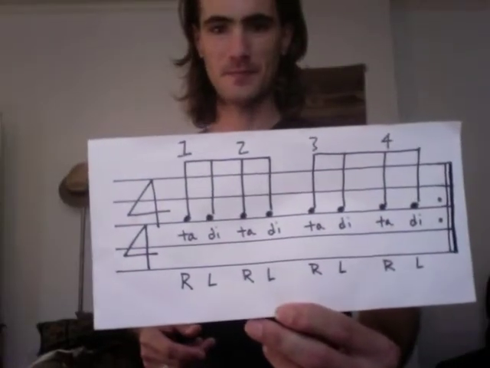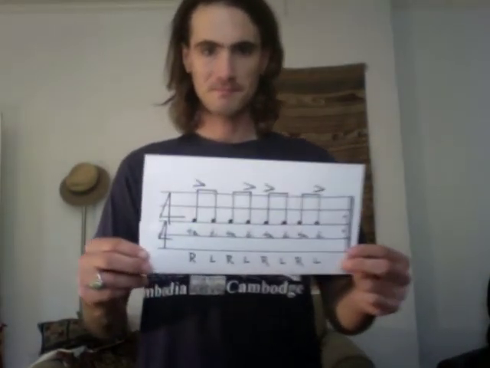So the way we would play that rhythm, I'll hold it up one more time, with the proper sticking, is to go right, left, right, left, right, left, right, left. 1 and 2 and 3 and 4 and, or ta, di, ta, di, ta, di. Just like that. Here is our first accent pattern.